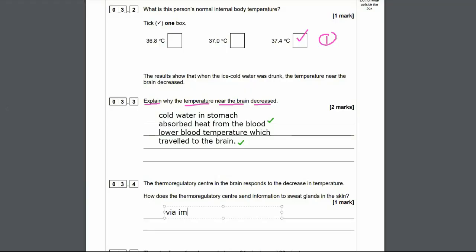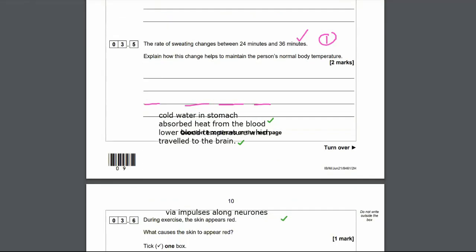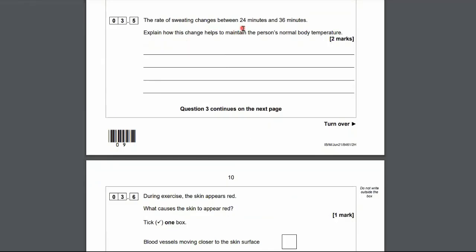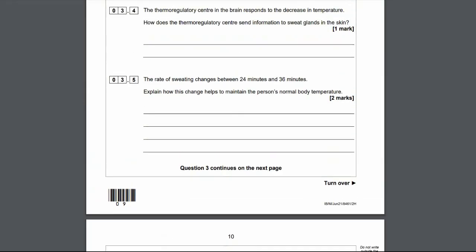The thermoregulatory center in the brain responds to the decrease in temperature. How does the thermoregulatory center send information to the sweat glands? Well, it sends information via impulses along neurons for your second mark. Let's look at 3.5. The rate of sweating changes between 24 and 36 minutes.